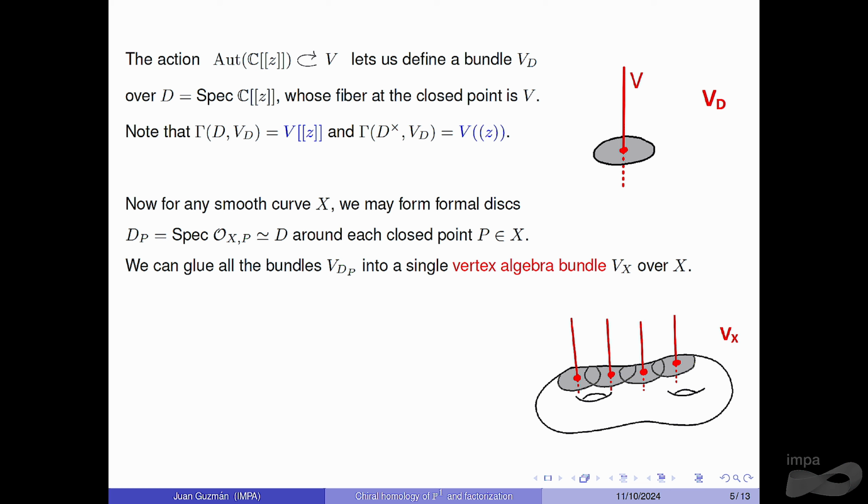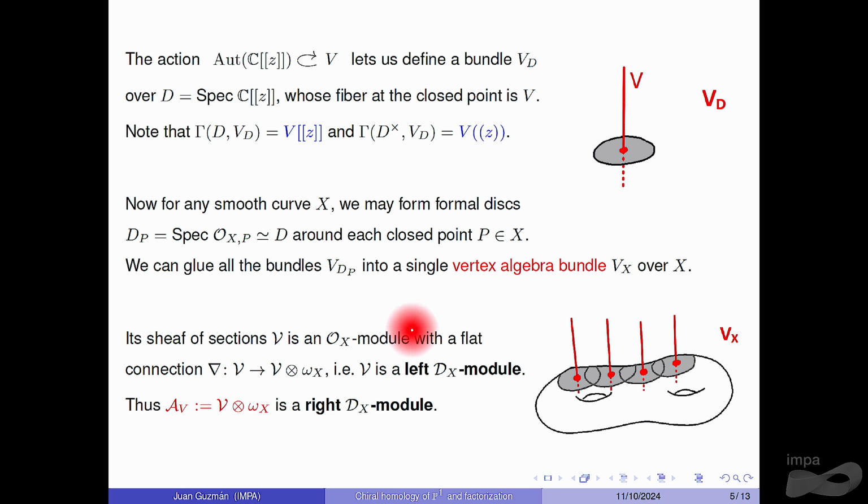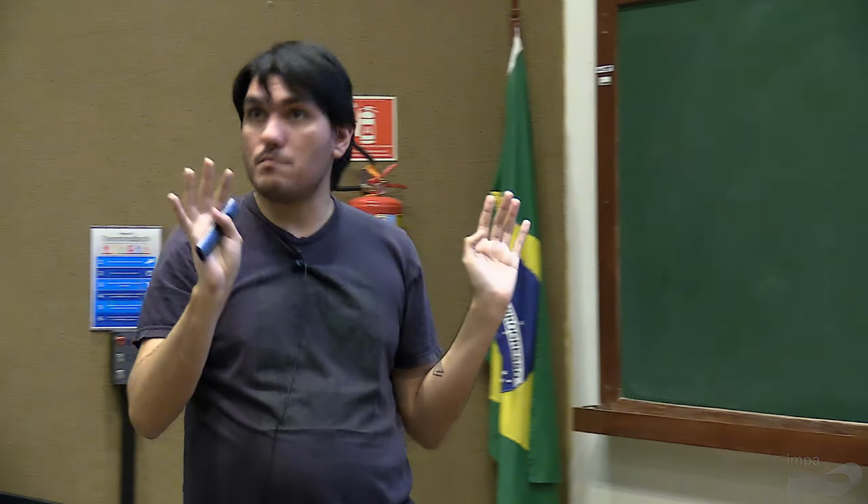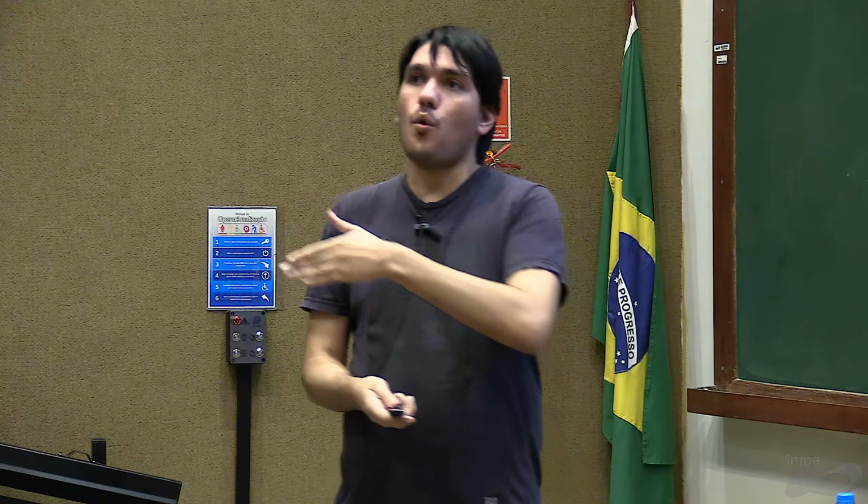We're going to look at the sections, right? And the sheaf of sections is going to give us an O module over the curve, and it comes with a flat connection, so it's in fact not only an O module, but a left D module. And there's a canonical way to transform left D modules to right D modules, which is tensoring by the canonical sheaf. So that is going to be the object now. So from the vertex algebra, we constructed a sheaf over the disk, then an O module over the curve, any smooth curve that you wanted, and then that gives you a right D module. Okay, so why did we do this?